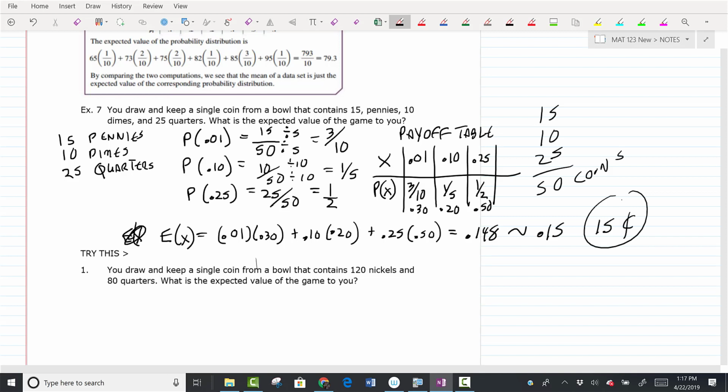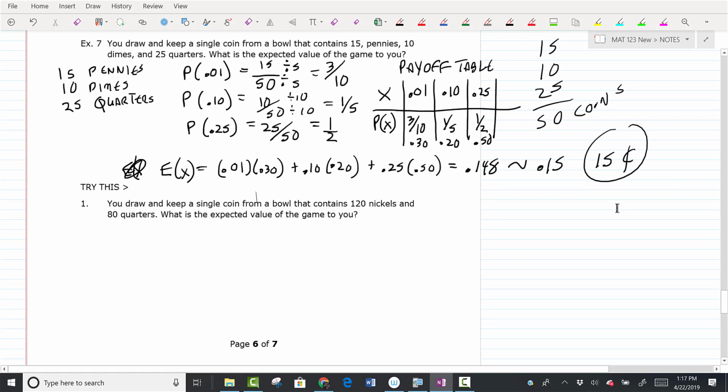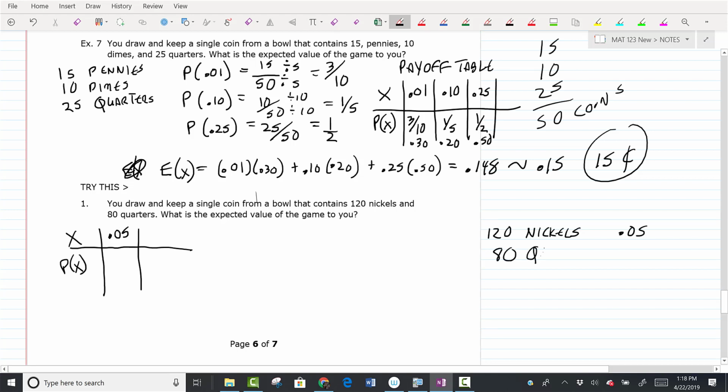Okay, so let's put this one together here, and I'll lead you through what you want to do on this. Then I want you to try to see if you can complete this. So this time you have these coins. You have 120 nickels, and a nickel, of course, is 5 cents. So your payoff table, you'll have X, P of X, and then 0.05, and you want to figure out the probability. And then you have 80 quarters.